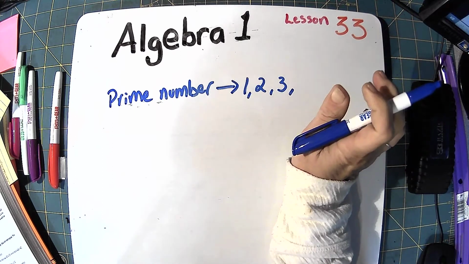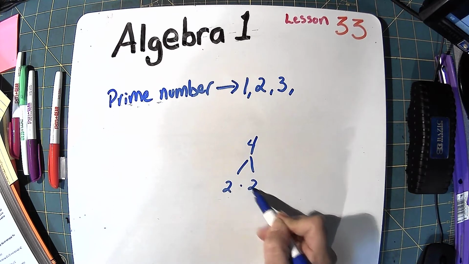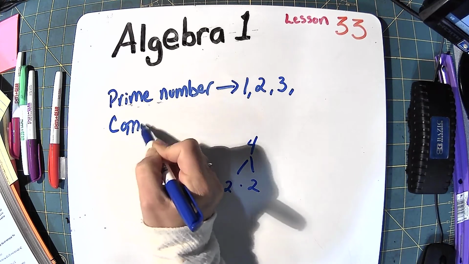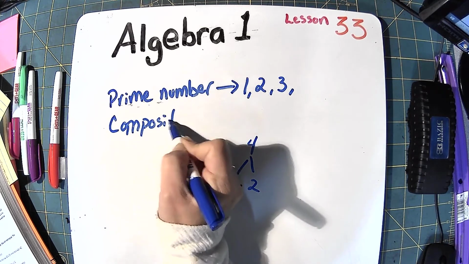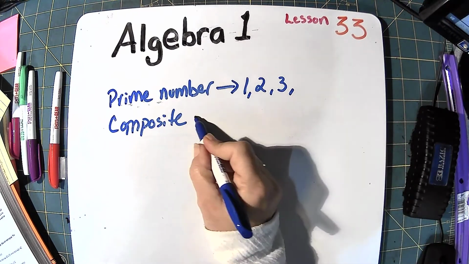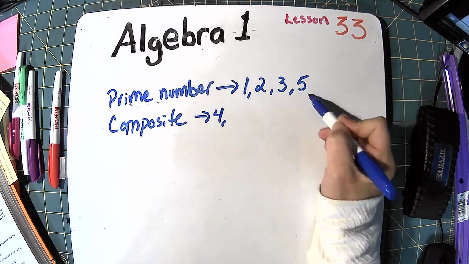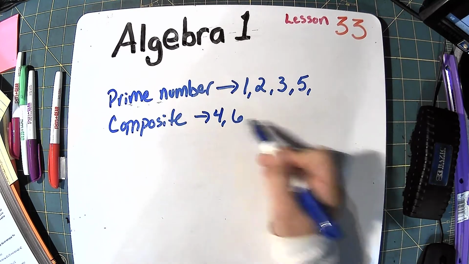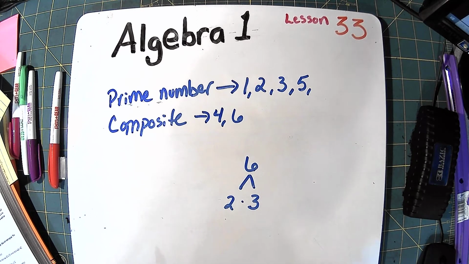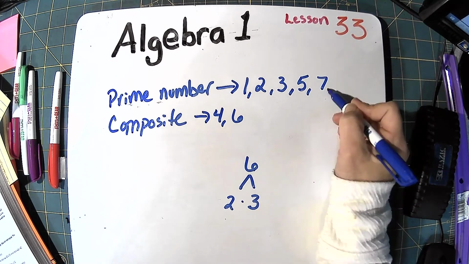4 is not a prime because we can divide that into 2 times 2 makes 4. So 4 is a composite number. That means that we can multiply two numbers together other than 1 and itself, and we can come up with 4. So 4 is a composite number. 5 is a prime. 6 is a composite because we can break 6 down into 2 times 3 makes 6. 7 is a prime number.